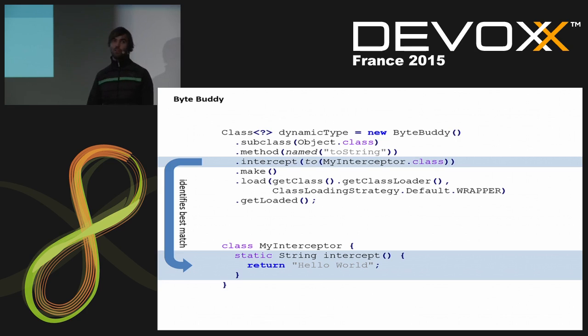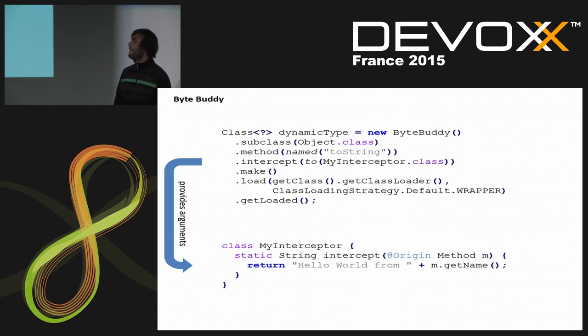Again, we return hello world, and this is of course the same result. However, this time we can create this result dynamically. We could return anything that we just compute, because every time the toString method is called on this dynamic type's instance, this method is instrumented, like with the Spring example before, to actually go to the intercept method here.